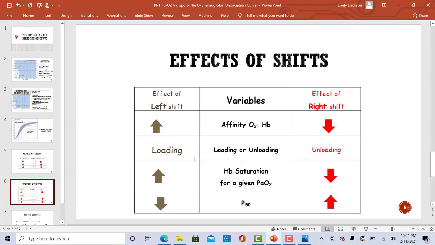You're going to load oxygen when you shift to the left because this is where you have that greater affinity for oxygen, so it's going to load oxygen. You're going to unload oxygen when you shift to the right. So you can think of the left as the lung, the right is the tissues. Hemoglobin saturation for a given PaO2 is going to be higher when it's left shifted, and it's going to be lower when it's right shifted. And your P50 number is going to be lower when it's left shifted and higher when it's right shifted.